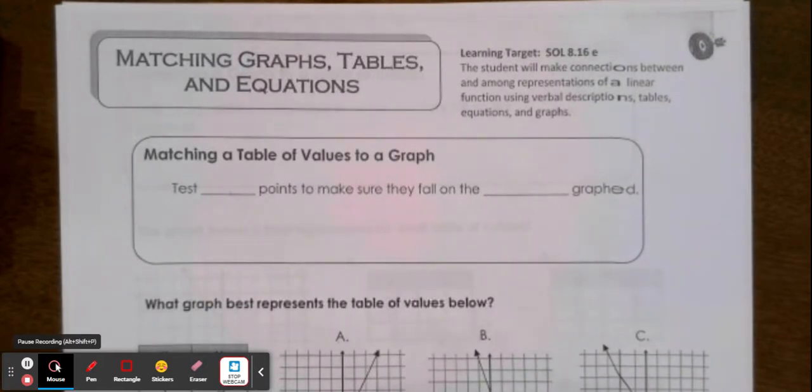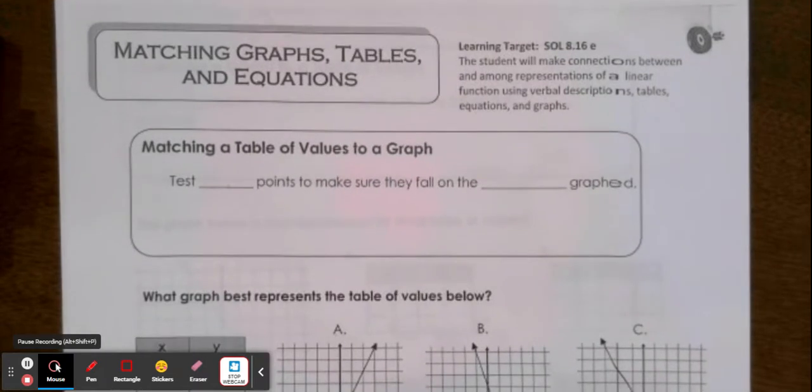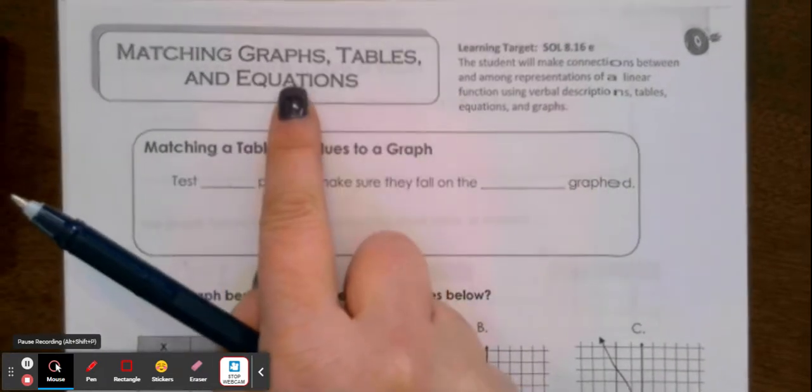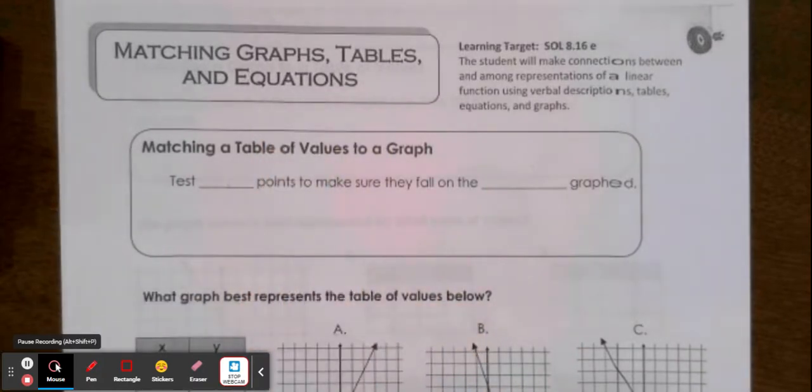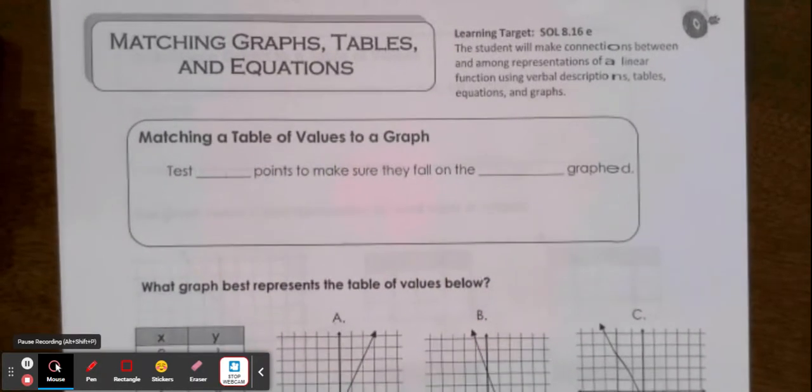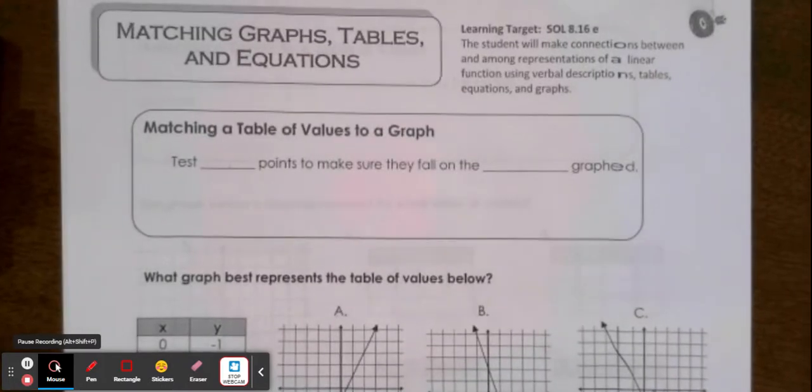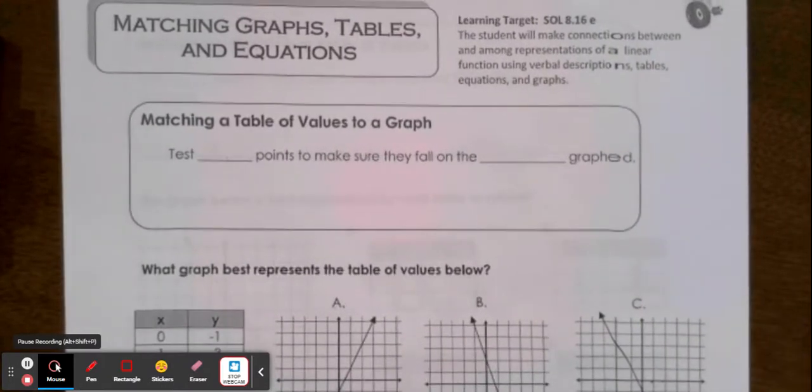In this lesson, we are going to match graphs, tables, and equations. If you remember in our last lesson, we were taking an equation, creating a table of values, and then plotting those points onto a graph to draw a line. So what we can assume is that graphs, tables, and equations, you can have one of each that represent the same situation. In our lesson today, we're not necessarily going to be graphing, we're just going to be matching to see what fits what.